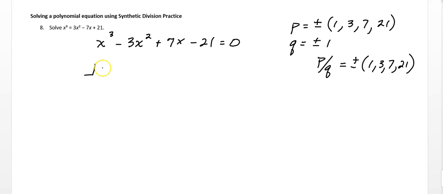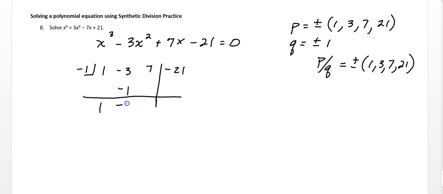So let's see what happens. I'm going to pretend like I don't know. I'm just going to start off, and I may guess right. I don't know. I can't remember. I'm just going to say I'm going to try -1. And that does not work because we do not get a remainder of 0.